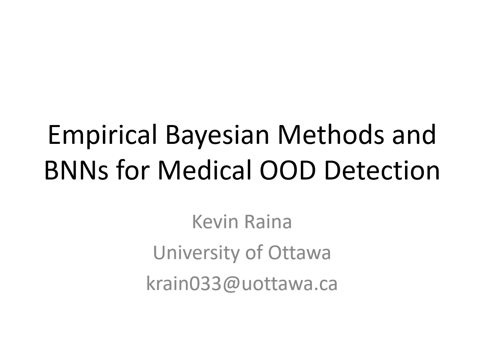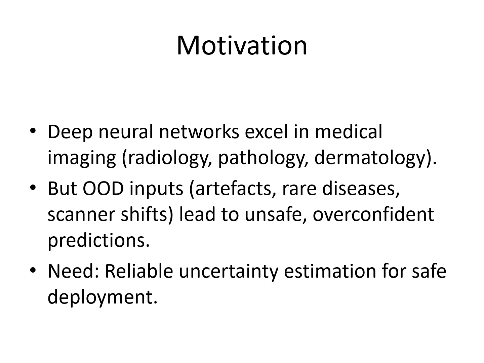Deep neural networks have achieved remarkable results in medical imaging tasks, such as radiology, pathology, and dermatology. However, in real-world clinical use, they often encounter out-of-distribution inputs, which contain artifacts like rulers, annotations, or rare disease cases. These can cause confident but incorrect predictions, which is unsafe in medicine. This motivates the need for reliable uncertainty estimation to detect such cases. I'll discuss more about the specific medical imaging datasets soon.